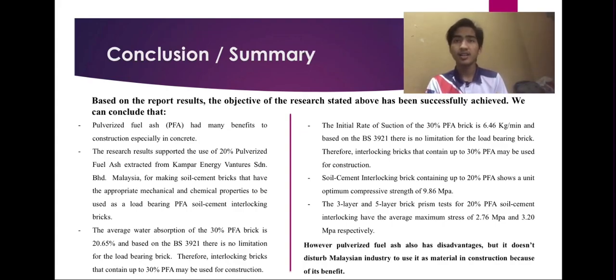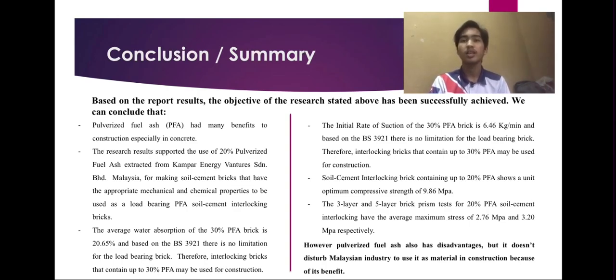The initial rate of suction of the 13% PFA brick is 6.46 kg per min, and based on BS 3921, there is no limitation for the load-bearing brick. Therefore, interlocking bricks that contain up to 13% PFA may be used for construction.